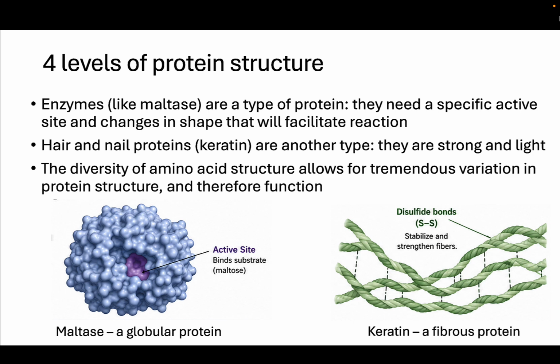It's the diversity of the amino acid structure that allows for this tremendous variation in protein structure, and this variation in protein structure has huge variation in function. I think this highlights that really well: we have basically a molecular factory in a globular protein as an enzyme. Not exactly a factory, but similar. Whereas we have basically molecular armor for keratin. Very, very different, yet built out of the same things.